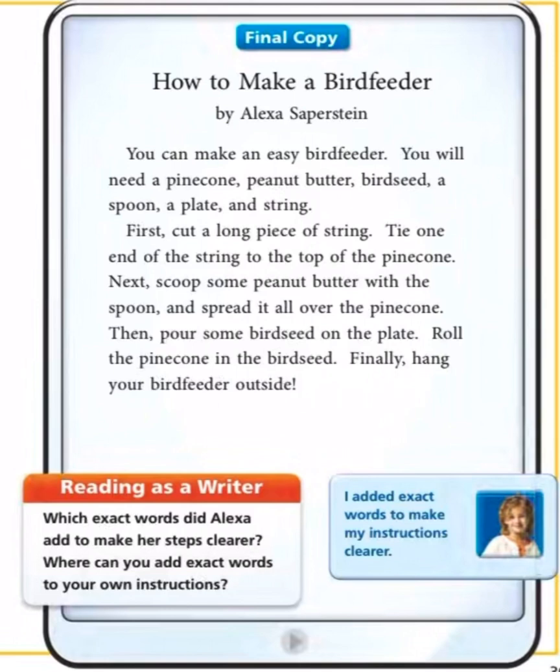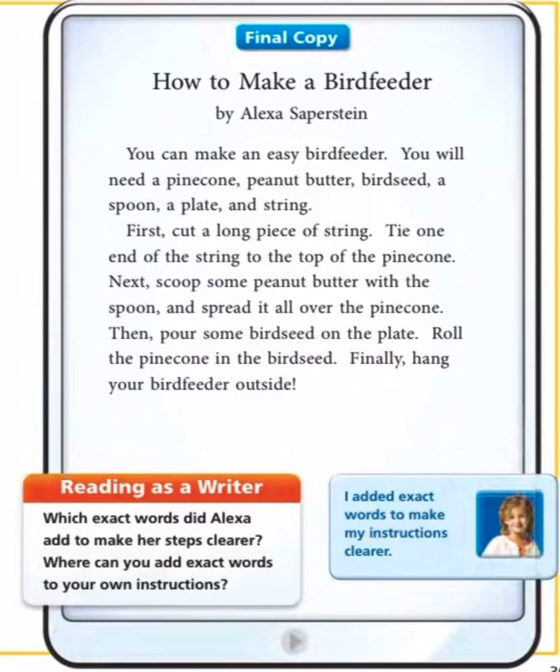First, cut a long piece of string. Tie one end of the string to the top of the pine cone. Next, scoop some peanut butter with the spoon and spread it all over the pine cone. Then, pour some birdseed on the plate. Roll the pine cone in the birdseed. Finally, hang your bird feeder outside.